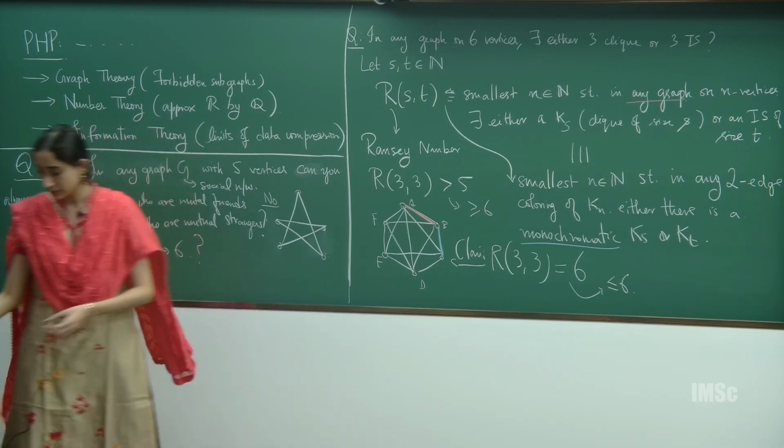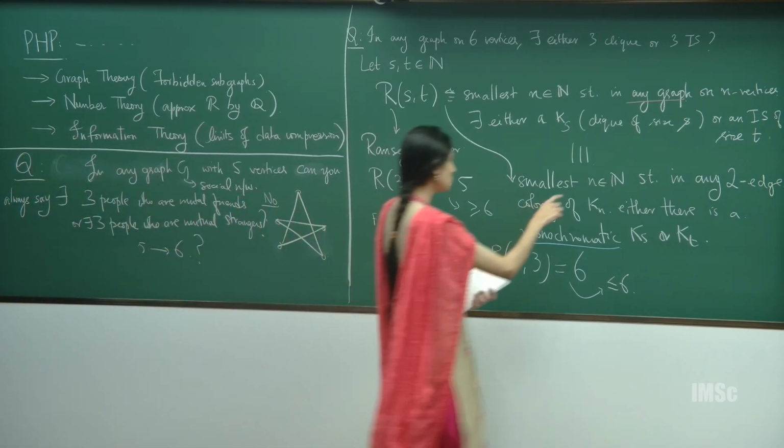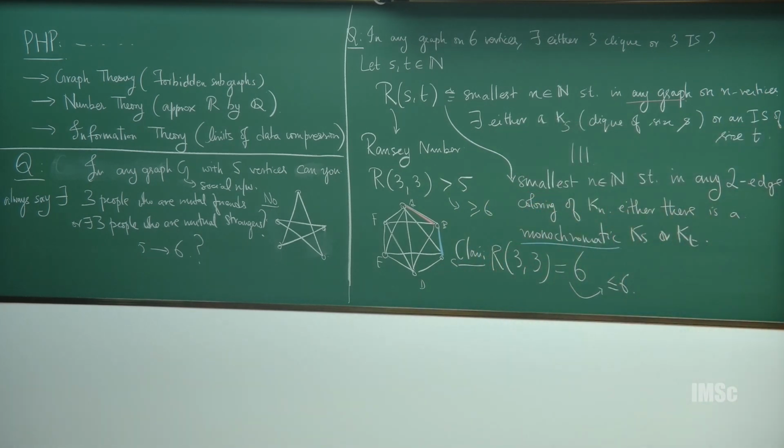Okay, so maybe I will write the statement and then you can prove. So these two things are equivalent. It's not hard to see. Maybe you should go back and think. If you stare a bit more at the board, you should get it. Okay. So what do we want to say? Consider K6 and any two-edge coloring of K6. Then there is either a red triangle or a blue triangle. So is it clear that this statement is the same as saying R3, 3 is at most 6?